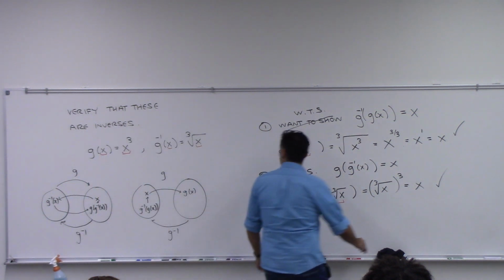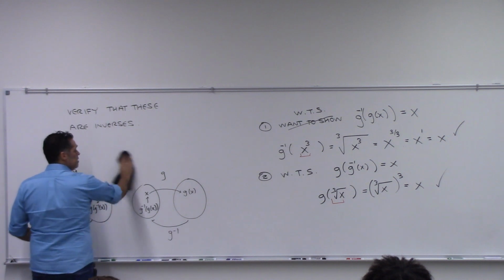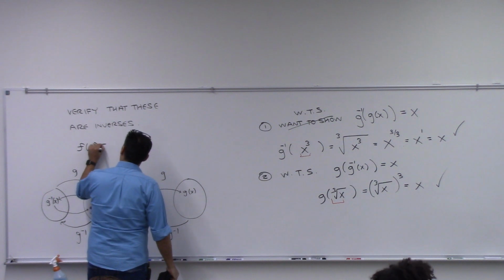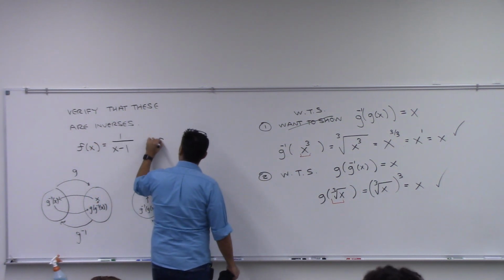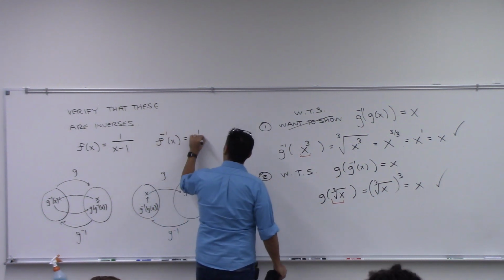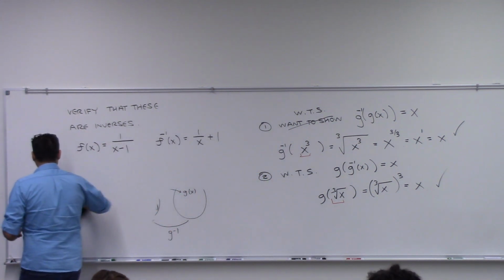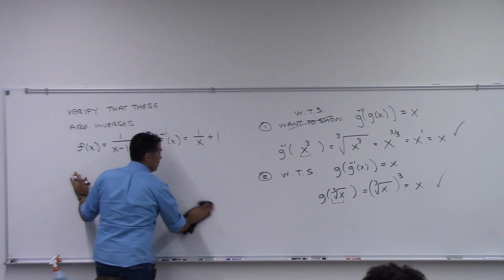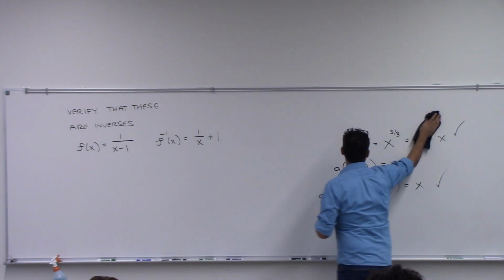Okay. I'm going to give you two more functions. I want us to verify that these are inverses. There they are. f of x equals 1 over x minus 1, and then f inverse of x, I'm telling you, is 1 over x plus 1. Verify that these are inverses.